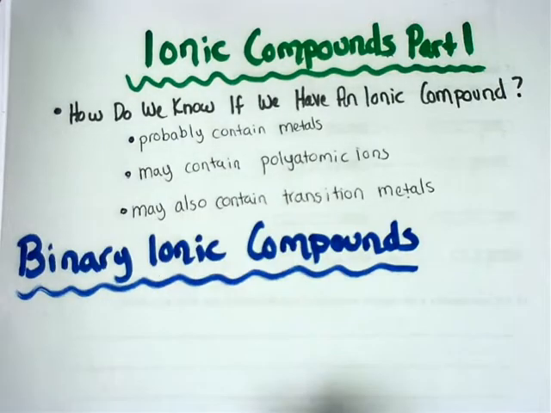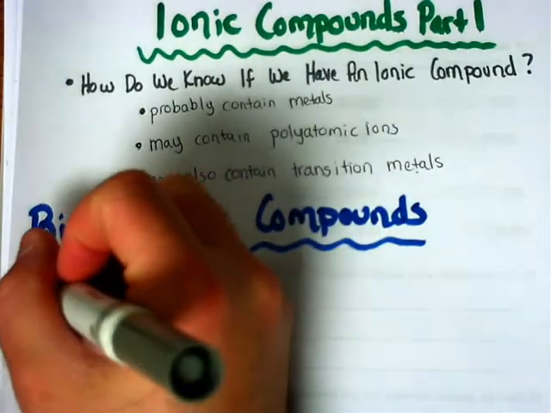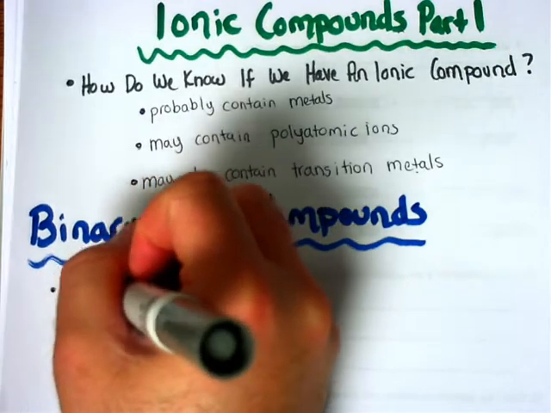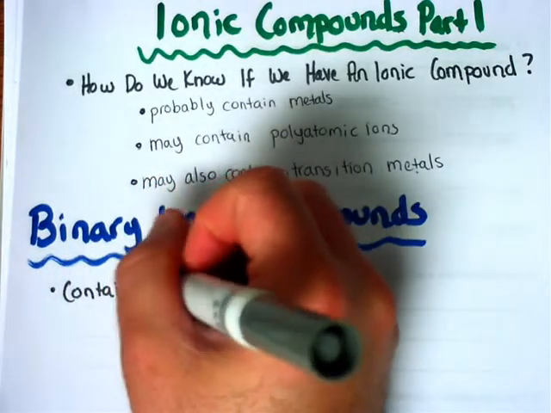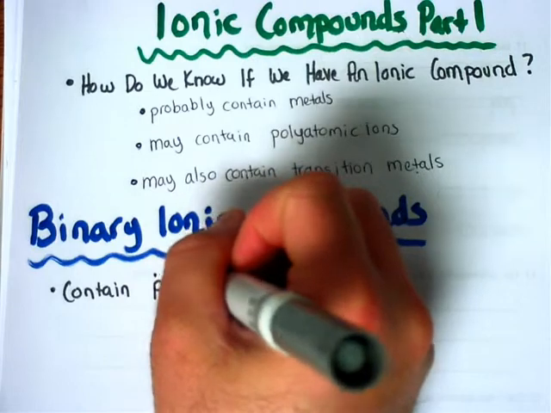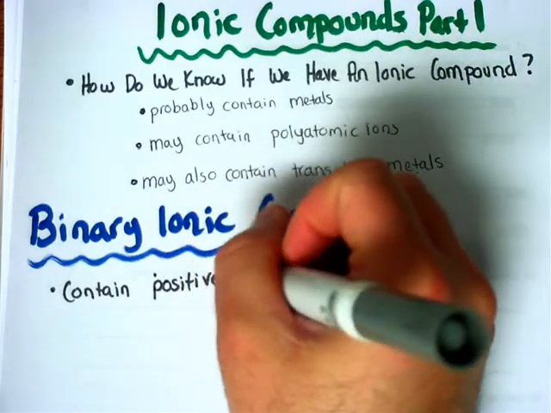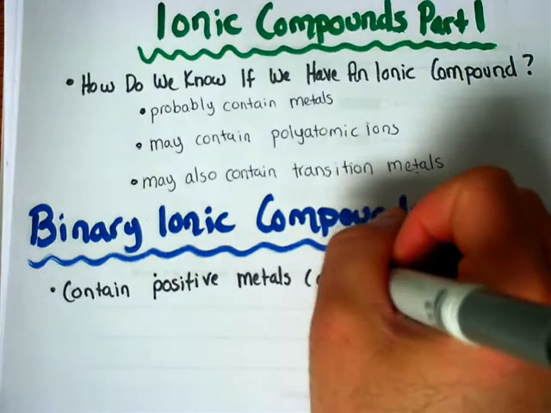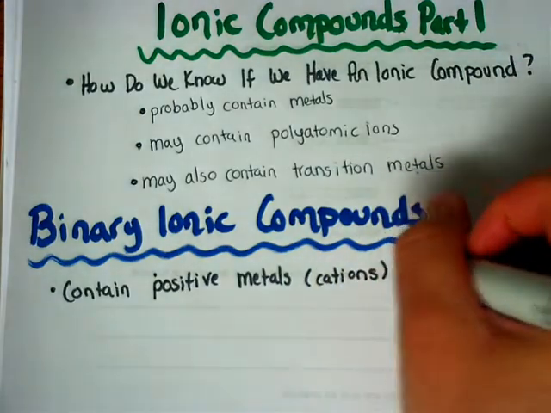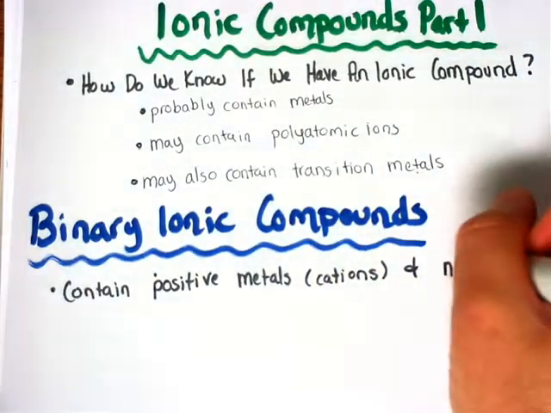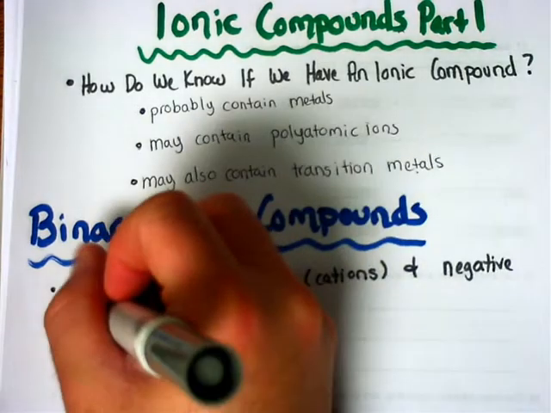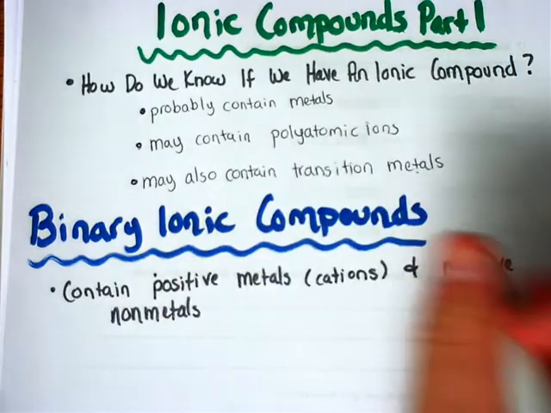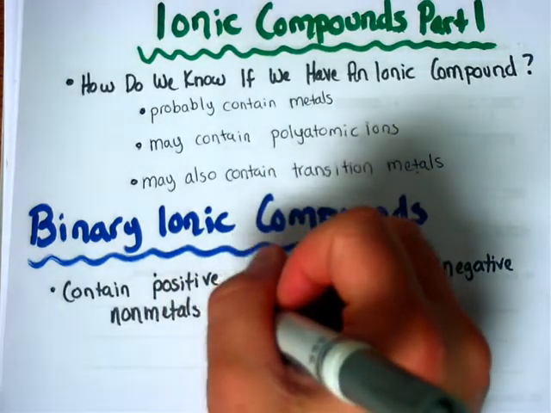Binary ionic compounds contain only 2 things. They contain positively charged metals. So they contain positive metals. We call the positively charged particles cations. And negatively charged nonmetals, which we call anions.